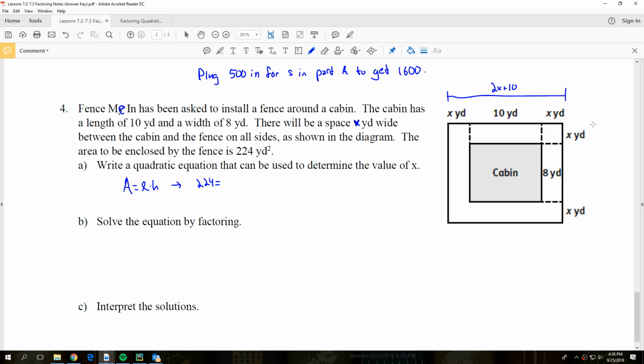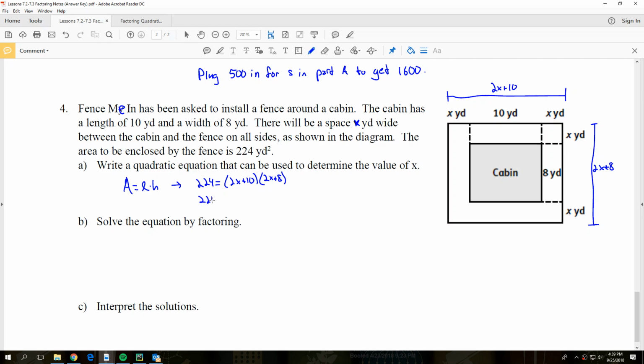Anyway, we also have on the side here our height, which is going to be 2x plus 8. All right, so let's go ahead and fill those in. So our length was 2x plus 10 times 2x plus 8. I mean, technically that suffices. That is a quadratic equation, but I'm going to write this in standard form. So let's go ahead and multiply this out.